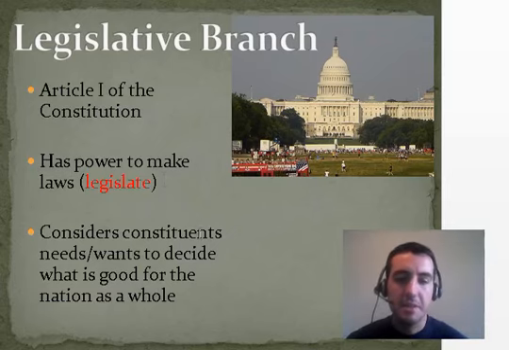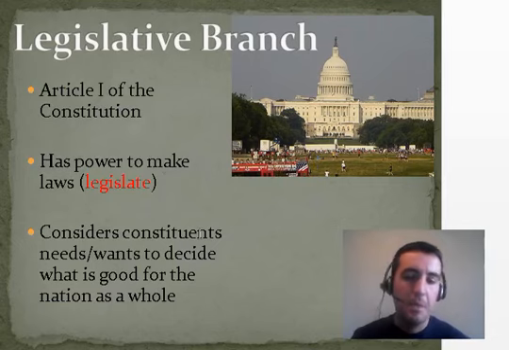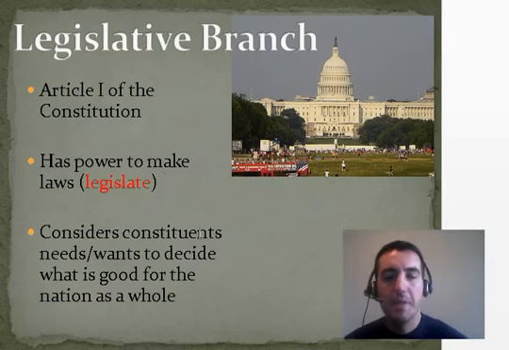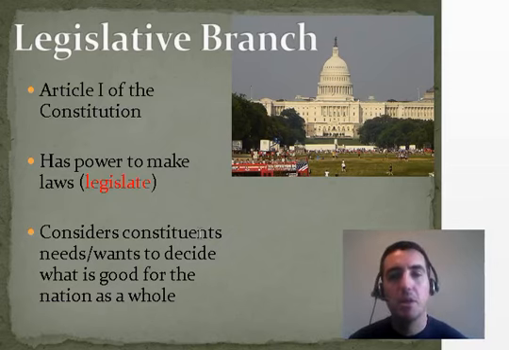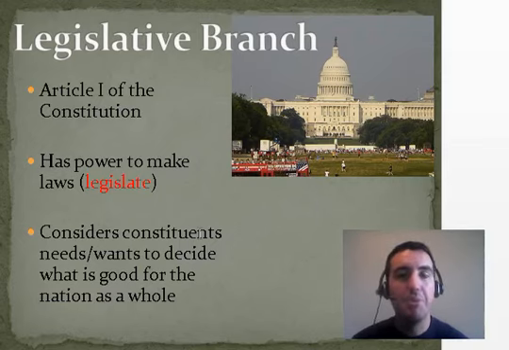And they have to consider constituents, that's me and you, the people that they represent. They have to consider our needs and our wants to decide what is good for the nation as a whole. So when they're making these laws, they need to think about us and what will work best for us. They shouldn't be thinking about themselves. They should be thinking about the people who voted for them and the people that they represent.